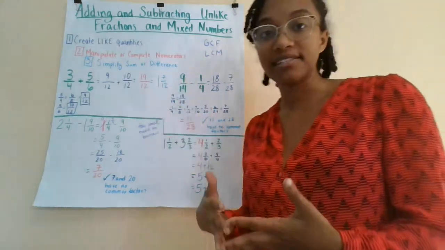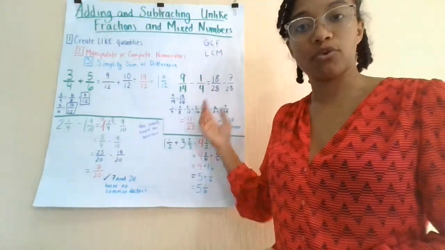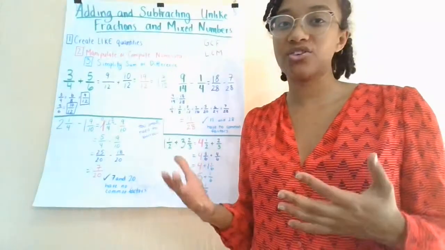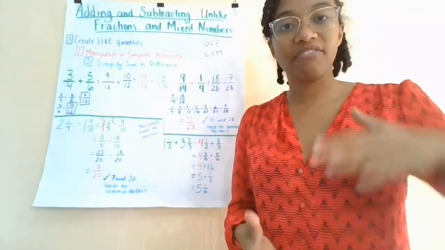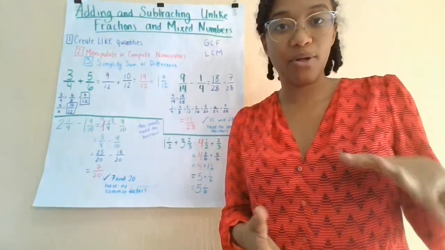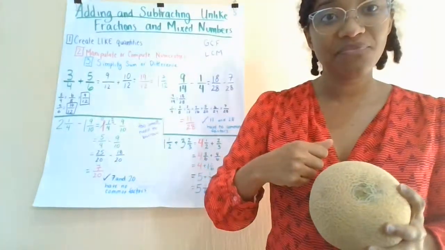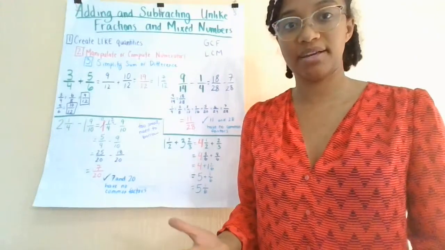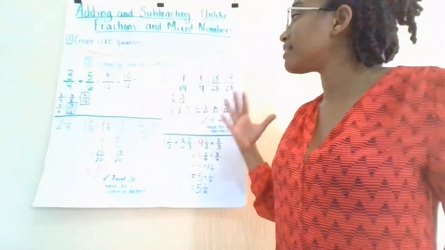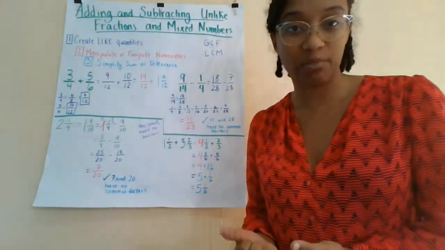9/14 is less than 1, and so is 1/4. So we're going to imagine that our answer has to be less than 1. If I start with something, for example, I start with less than a whole melon, and I subtract some, there's no way I could have more than a melon, okay? So we're going to go with less than 1 as what we expect for our answer.